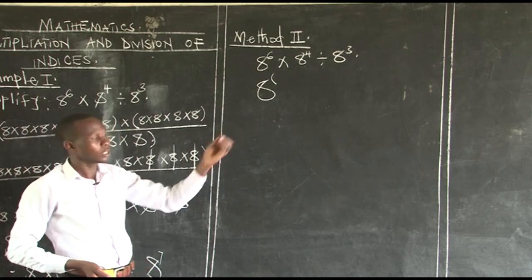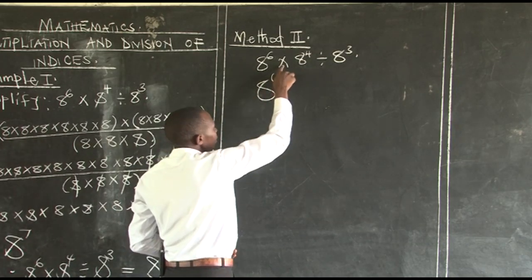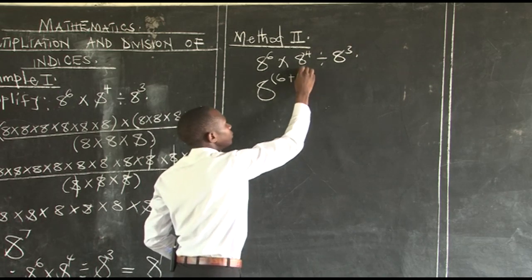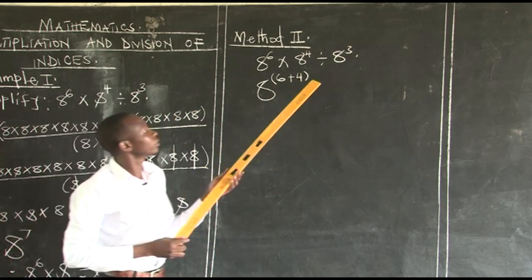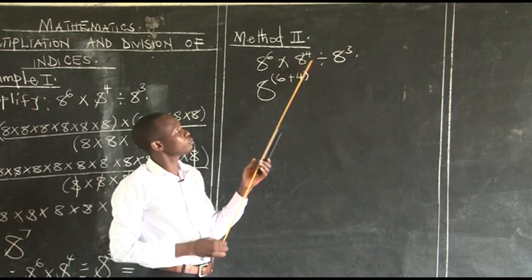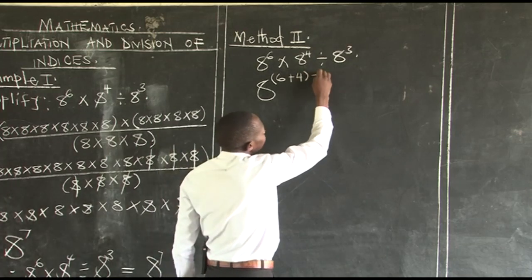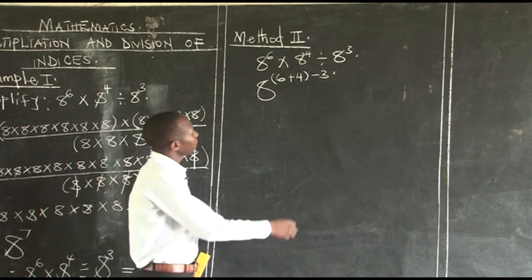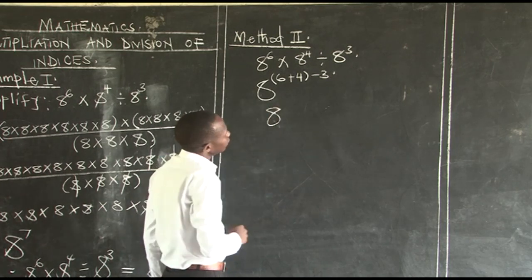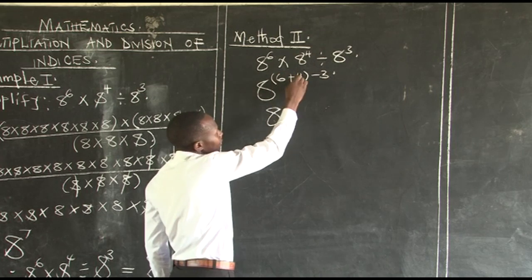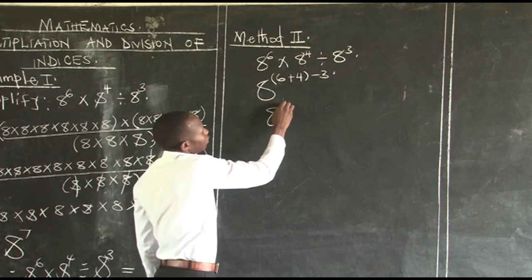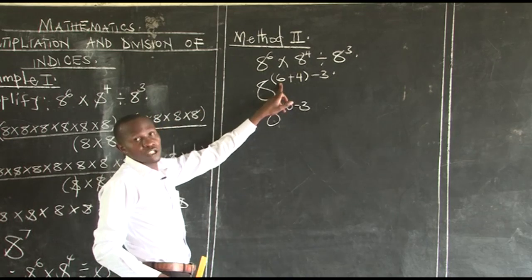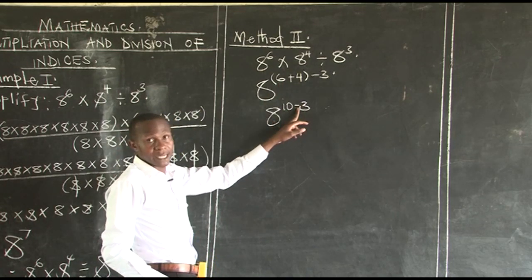indices, add its powers. So we have got power 6. Since it is multiplication, we have to add their powers. So I'll say plus 4. Remember when we continue, 8 here of division is also the same base. So we said when you are dividing, you subtract the power. So we shall have to subtract the power. Then from there, we shall come up with 8, 4 plus 6 or 6 plus 4, we shall have 10 minus 3. 6 plus 4 to give us 10 minus 3.